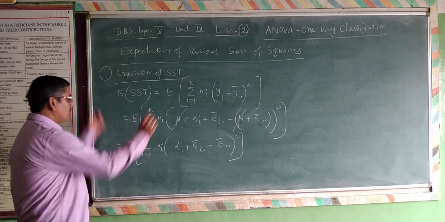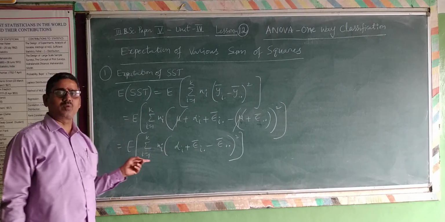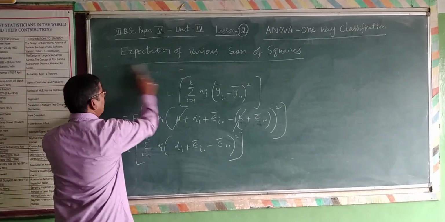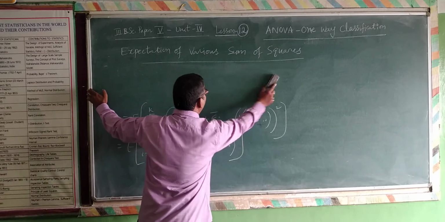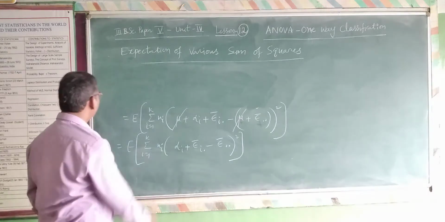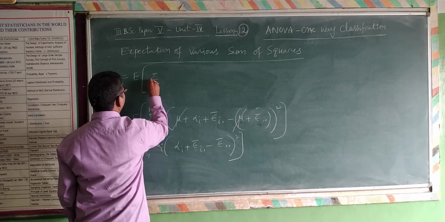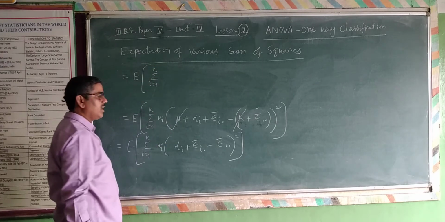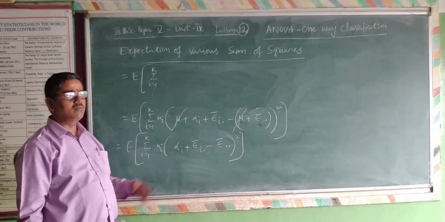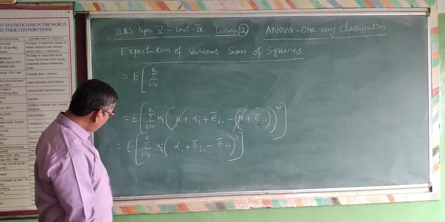If we square, take the summations and then take the expectation, what will we get? I calculate one by one. Do you understand this? Are you following the calculation of the expectation of the sum of squares for treatments? First of all, we square and take the summation: (a plus b plus c) whole square, that is, a square plus b square plus c square plus 2ab, 2bc, 2ca, and so on. All of that one by one.